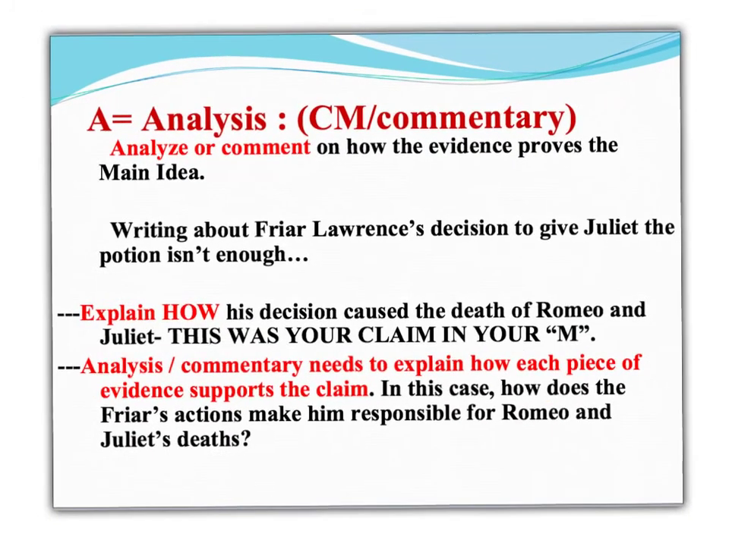Okay, so then you'd have to analyze all that evidence or comment on how that evidence proves the main idea that he is guilty. So in other words, writing that Friar Lawrence's decision to give Juliet the potion wasn't a good one isn't enough. You have to explain how this decision caused the death of Romeo and Juliet, because that was your claim in your M sentence. So, in this case, how do Friar's actions make him responsible for Romeo and Juliet's deaths?